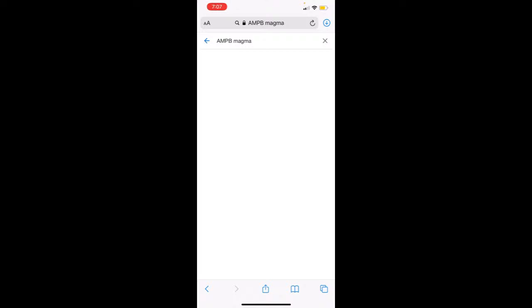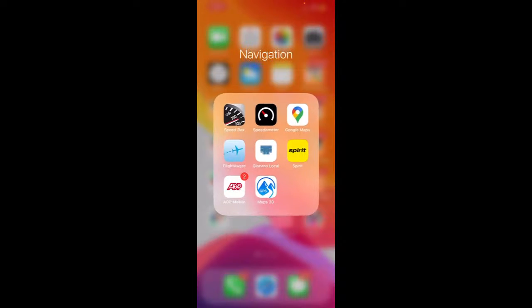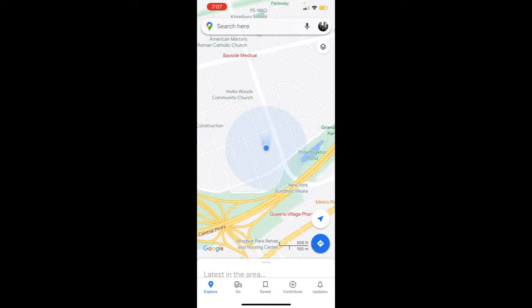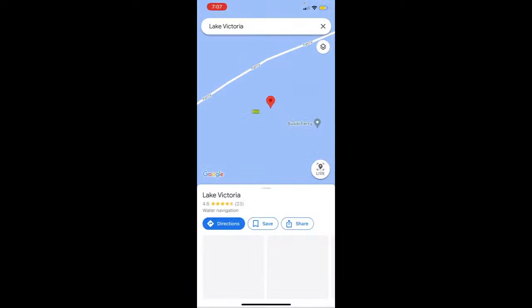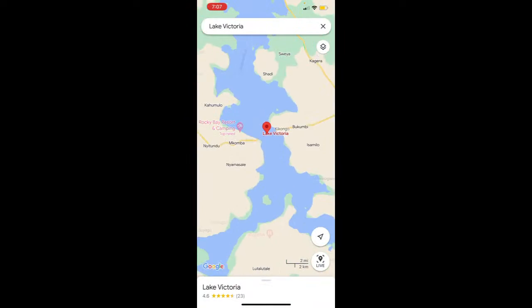You'll probably have a sea where you're having Lake Victoria in Africa. It's actually created by rifting. Lake Victoria, Tanzania, will actually become a future ocean.